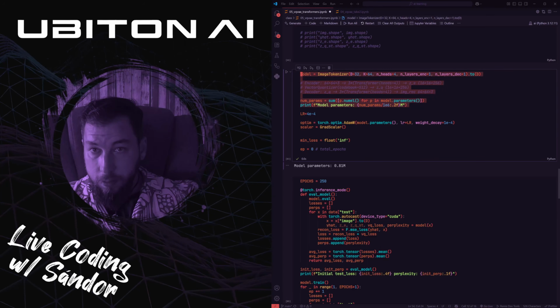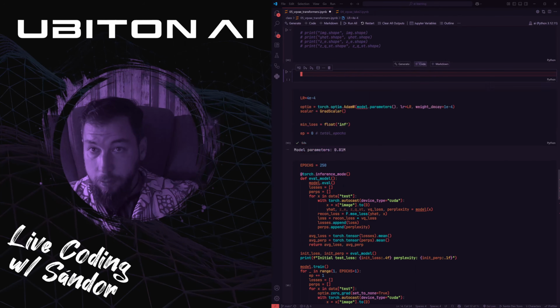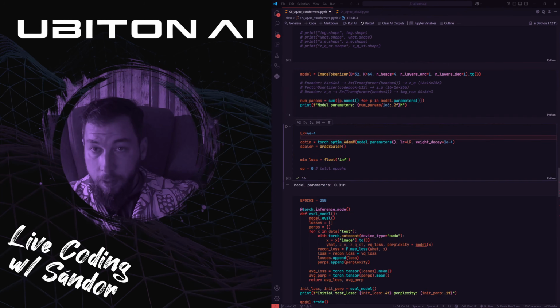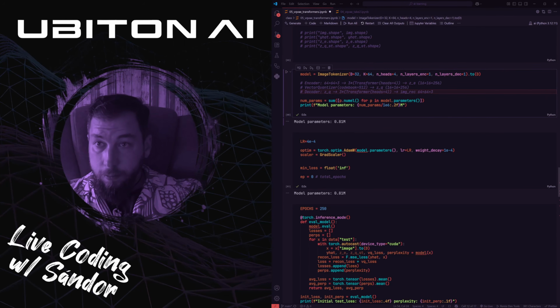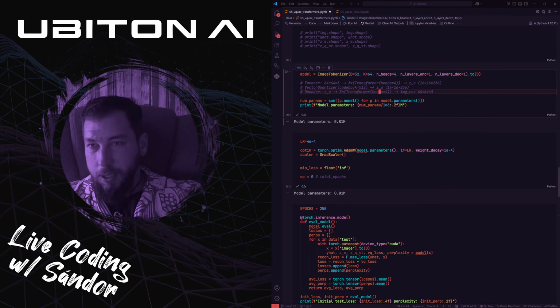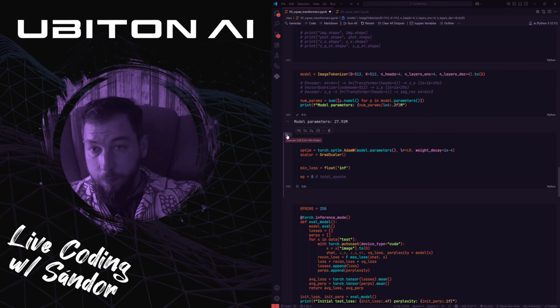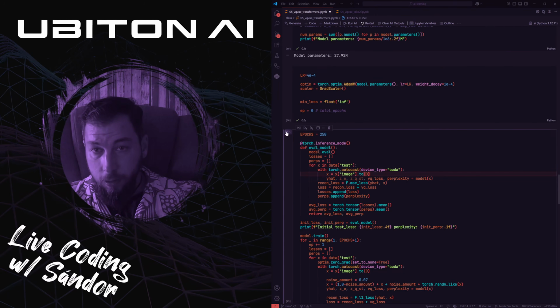I would split the model declaration into another code block. Reinitialize the model with, let's make it a huge model. 4 transformers. This many latents. Codebook. 27 million. Way too much, a complete overkill.